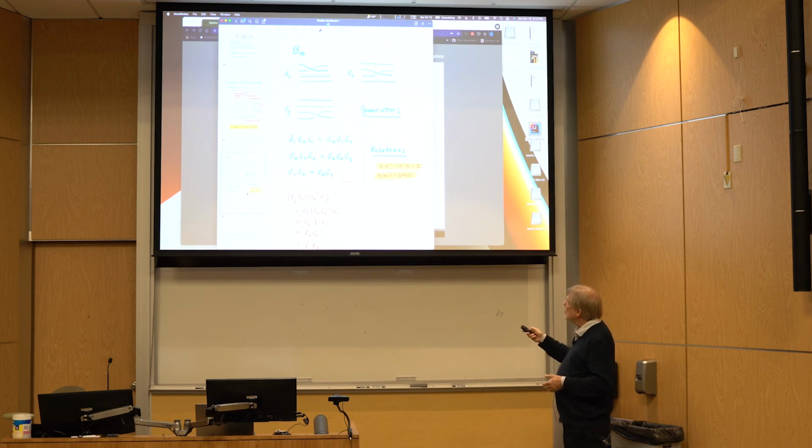And then the question is, how do you do computations with these things? Imagine that you've been charged with the task of writing a program to do computations in braid groups. And all you have at your disposal are the generators and the relations. So we'll do something very simple here.